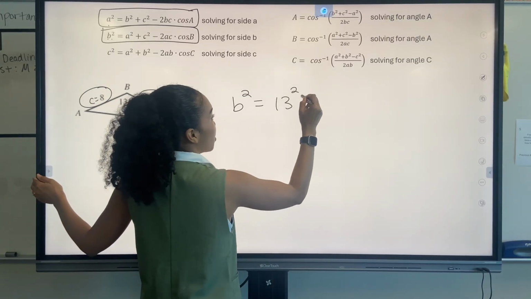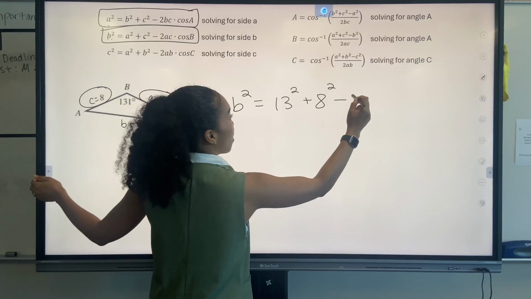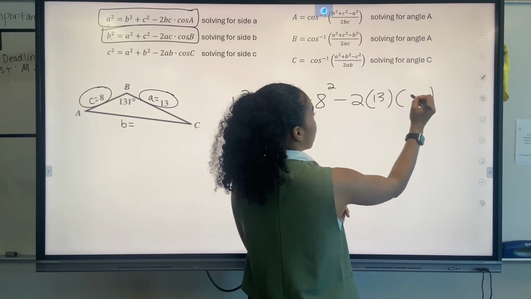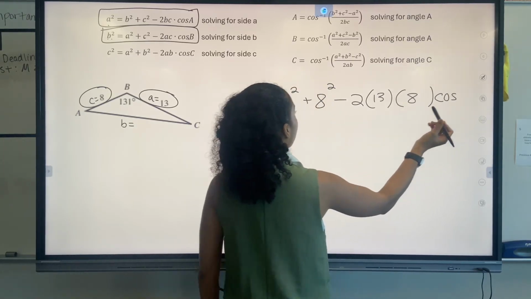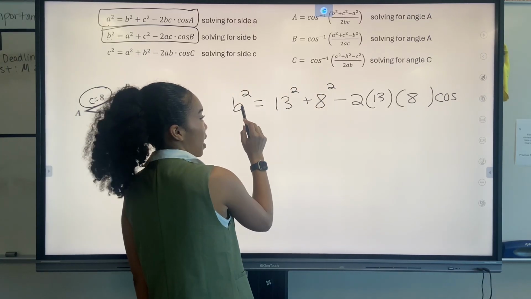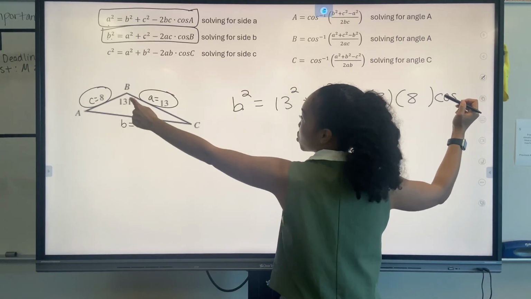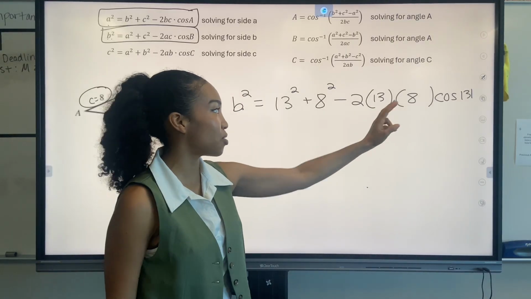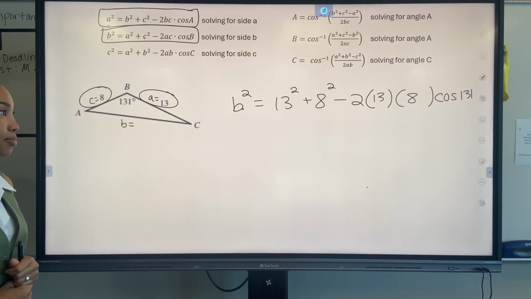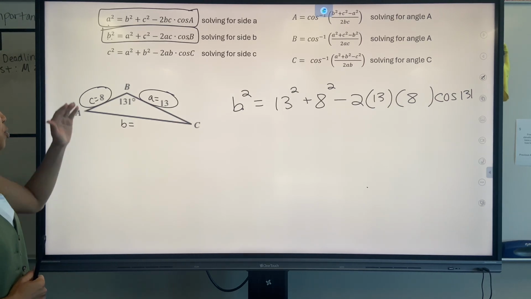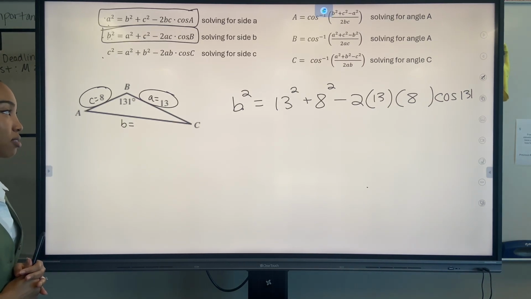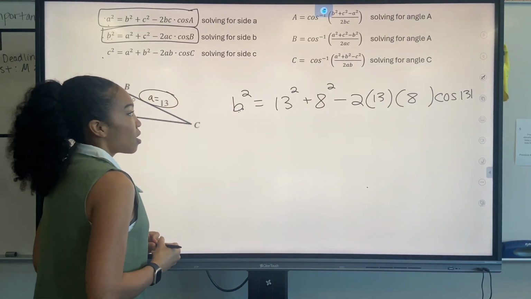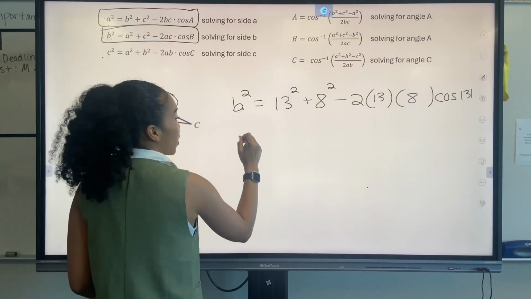So your other sides, here's A and C. So 13 squared plus 8 squared minus 2 times those same exact numbers go here. And then cosine of, it has to be B. Since we're looking for side B, we put angle B right here, which is 131 degrees. So this is the formula with all of our numbers plugged in. So guys, you really don't have to memorize the different variations. Whatever side you're looking for, you put the other sides in here, okay?